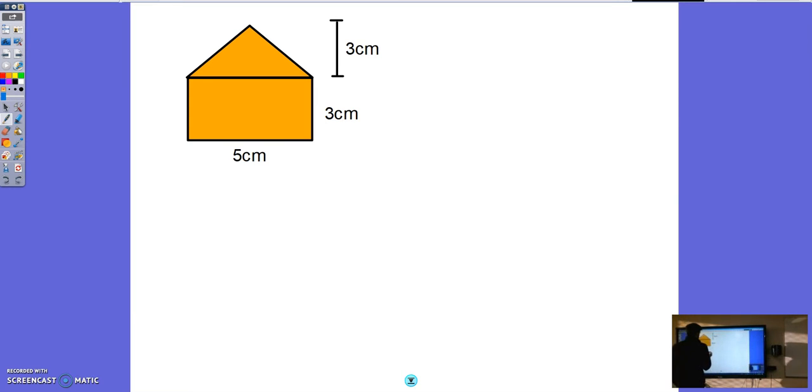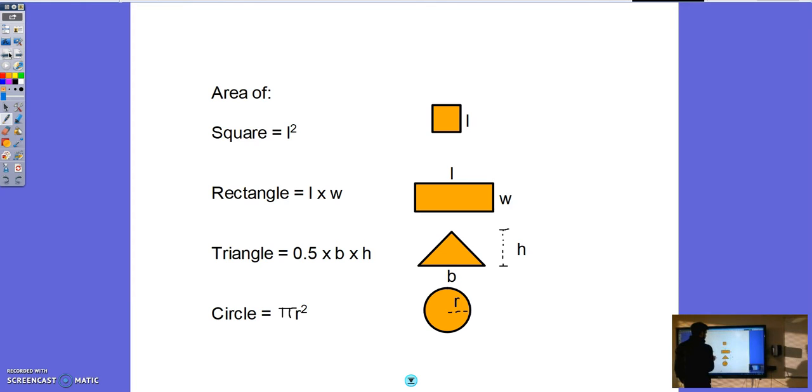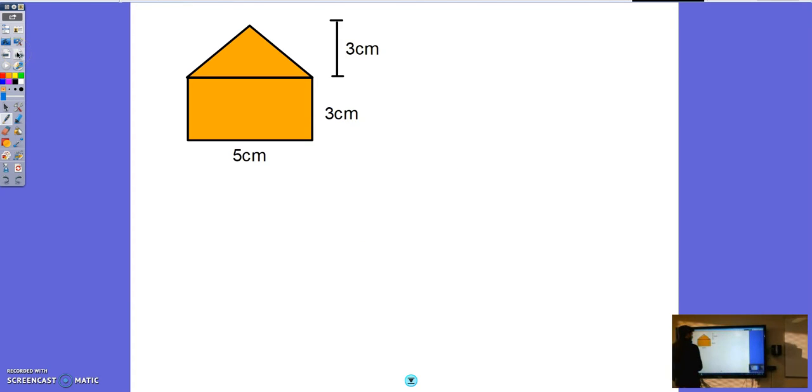area of each shape. So to find the area of the rectangle in this shape, the area of a rectangle requires its length and its width. We know that this rectangle has a length of 5 centimeters and it has a width of 3 centimeters. So we know that we have the length and width of the rectangle. Okay?